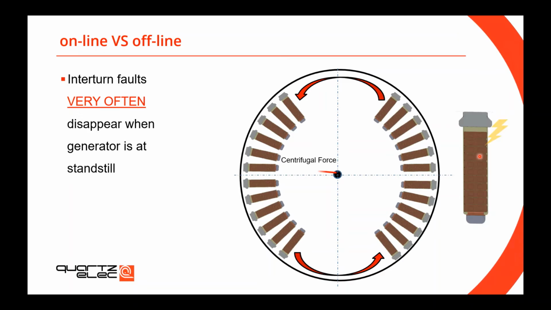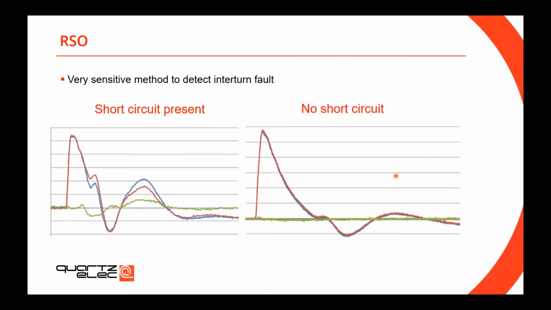That's why it's crucial for us to understand the online diagnostics rather than offline, because on many occasions when you perform your routine tests when the machine is standstill during annual minor or major overhaul, that simply could be a disappearing interturn fault. So let me go through the online diagnostics.